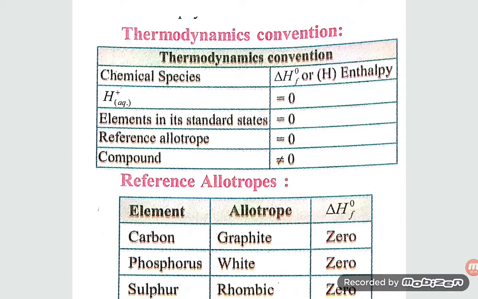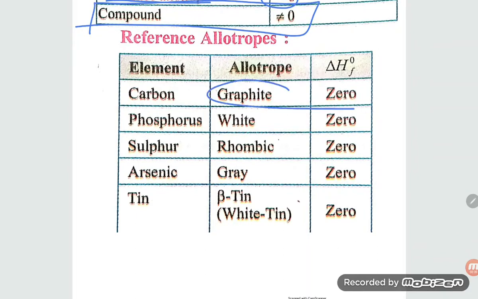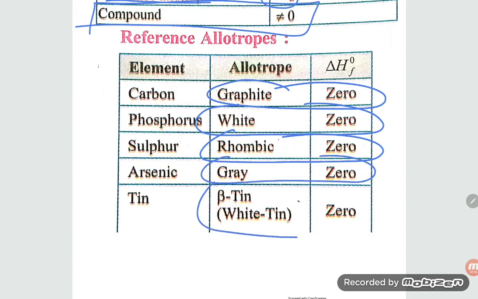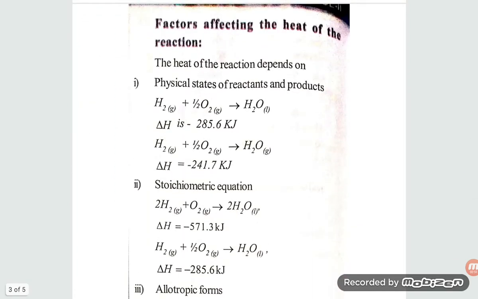For example, for a chemical species, the standard enthalpy is given. H plus has enthalpy 0. An element in the standard state is 0, a reference allotrope is 0, and a compound is never 0. Reference allotropes: carbon graphite is 0, phosphorus white 0, sulfur rhombic 0, arsenic gray 0, and beta tin, that is white tin, is also 0. So these allotropes have 0 standard enthalpy.